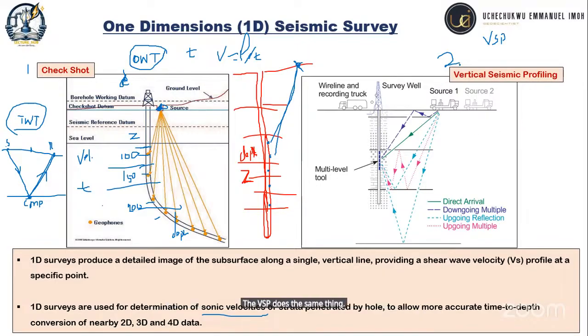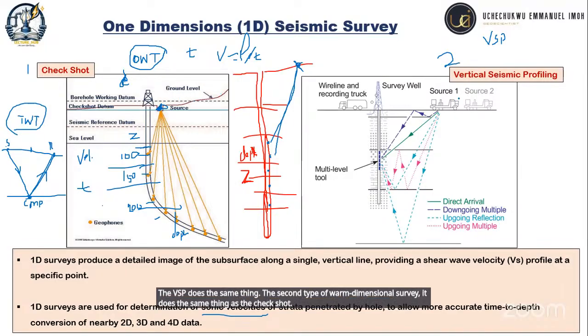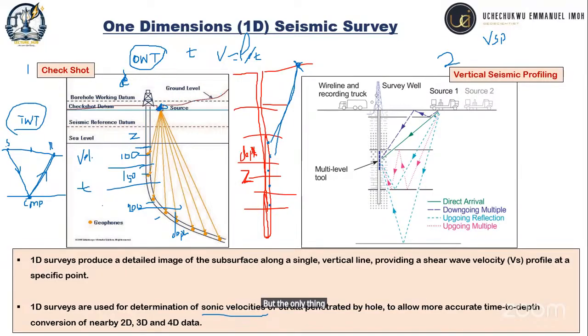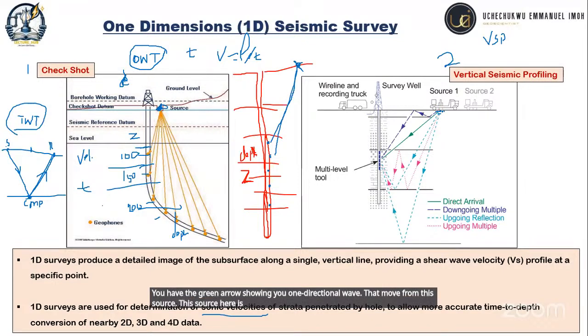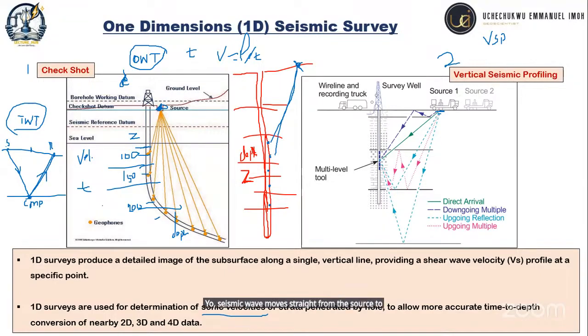The second type of one-dimensional survey does the same thing as the check shot. But the only thing different is that the VSP measures both your one-way time. You can see the legend here. You have the green arrow showing you one directional wave that moves from the source. This source here is a vibroseis source, for instance. Your seismic wave moves straight from the source to the receiver at the subsurface. So it measures your one-way time, okay?